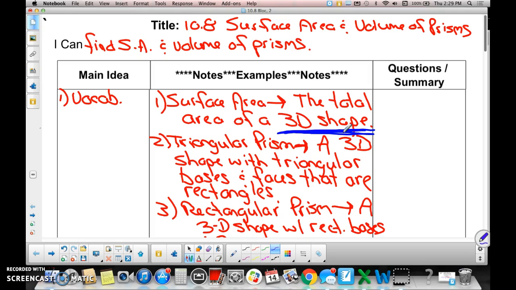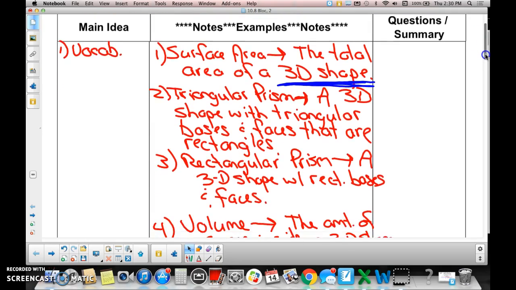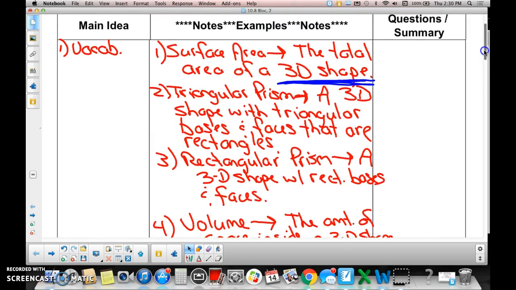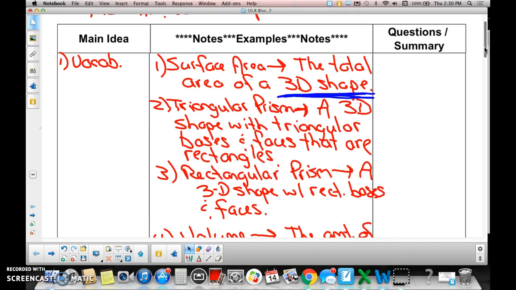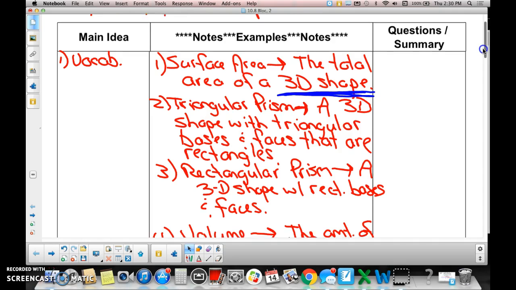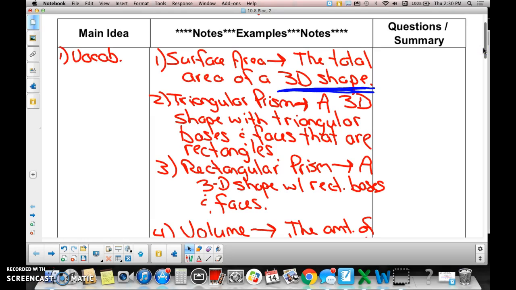Triangular prism is a 3D shape with a triangle base and faces that are all what? Rectangle. A rectangular prism has what kind of base? Rectangle. It has a rectangle base, and what kind of faces does it have? Rectangle. Any prism has what kind of face? Rectangle. All prisms have rectangular faces. Prisms are named by the shape of their base.